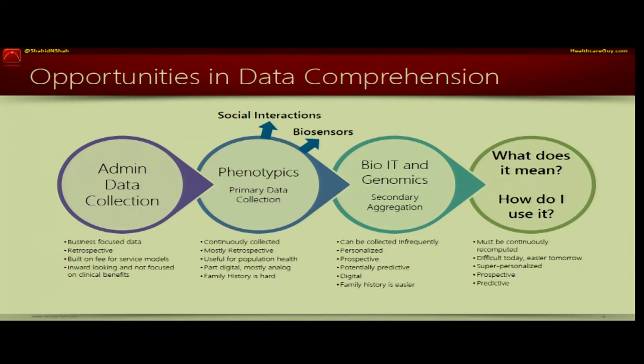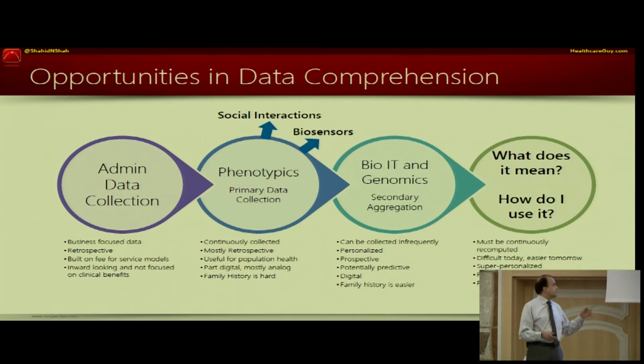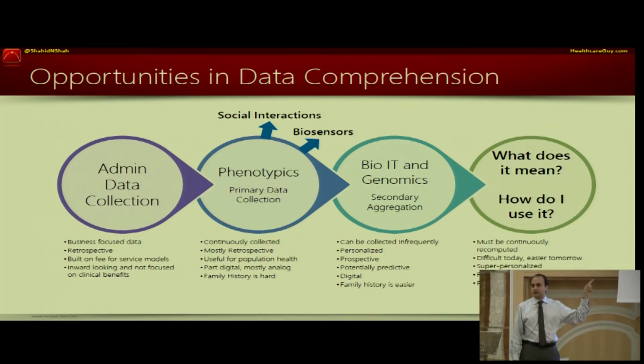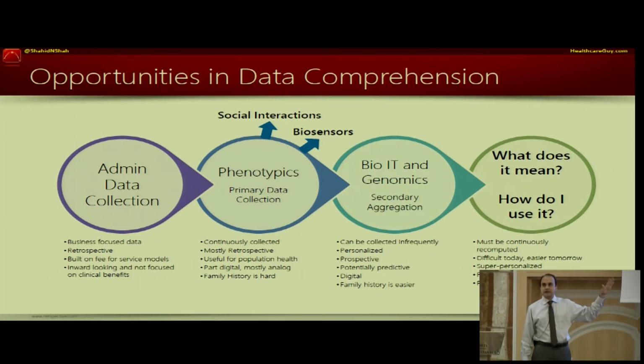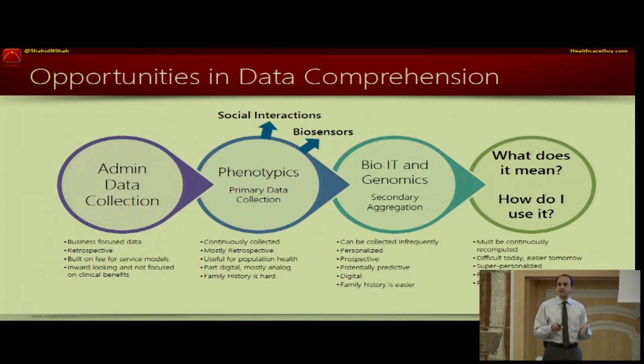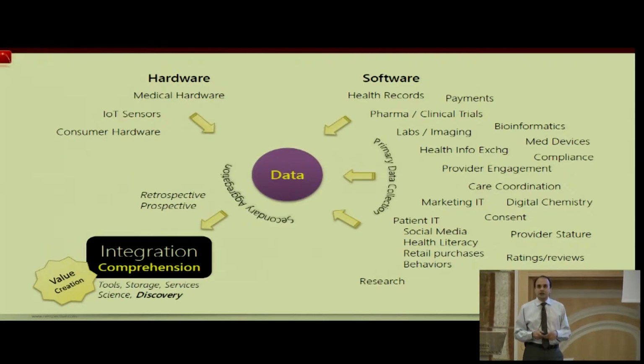So we moved from administrative to what's called phenotypic. Phenotypic means things that you can see about a person. So is the person sick? Do they have a fever? What is their temperature? What are their lab values? Things like that. Moving then to bio-IT and genomics. So as you can see, we're getting more and more data, but the big question is, what does it all mean? How do I use it? So that's fundamentally the biggest issue today: we have a ton of data.